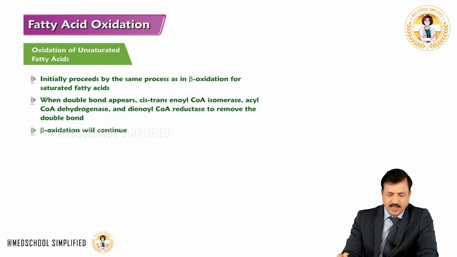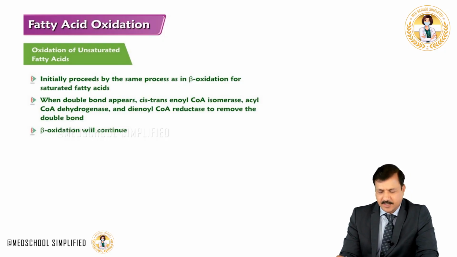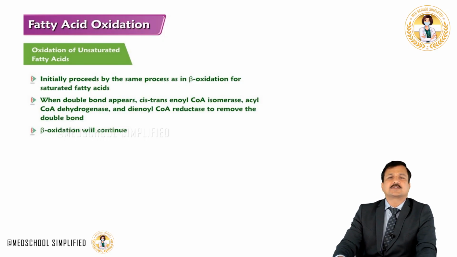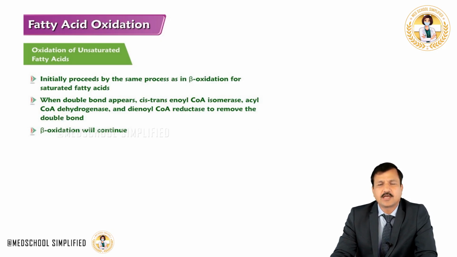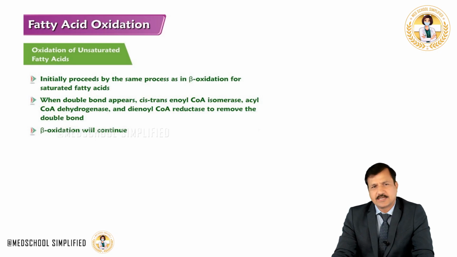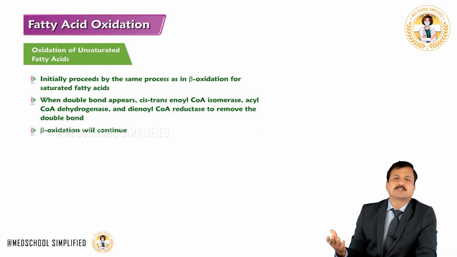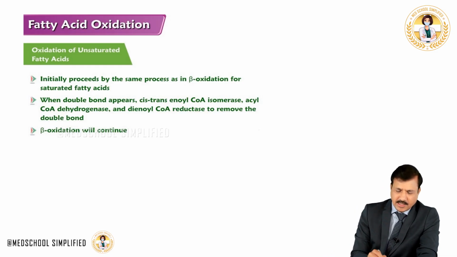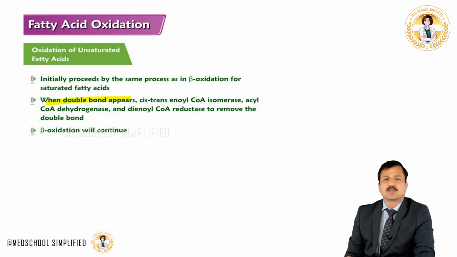Coming to oxidation of unsaturated fatty acids. All this time what we have seen is oxidation of saturated fatty acids, which do not have a double bond. Now unsaturated fatty acids differ from saturated fatty acids by having a double bond. So how are these fatty acids oxidized? The oxidation of unsaturated fatty acids proceeds in the same way as beta oxidation of saturated fatty acids until a double bond appears. Until the double bond, it is the regular beta oxidation that is going on, and when the double bond appears, things will change. So what happens?